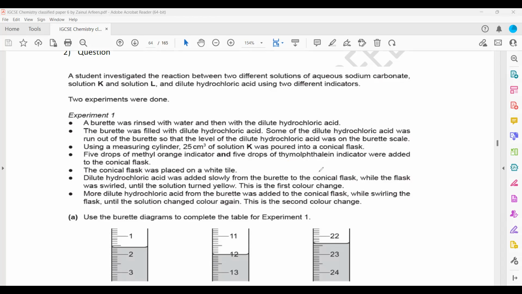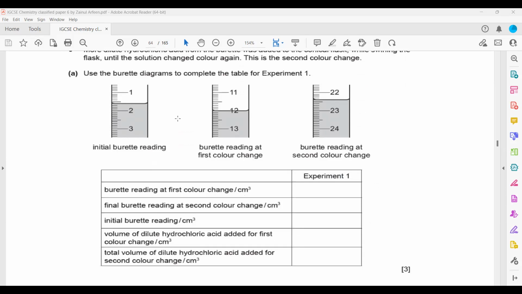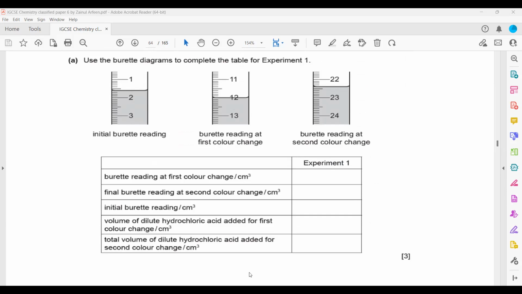Hydrochloric acid was added from a burette to the conical flask while the flask was swirled. We use a conical flask so that we can swirl the mixture easily, until the solution turned yellow. This is the first color change. Then more hydrochloric acid was added into the conical flask until the solution changed color again, and that is the second color change. The solution shows a color change twice because two different indicators are used, so they change color at different pH. Now the first part, you can use the screen annotation and the burette diagram to complete the table.